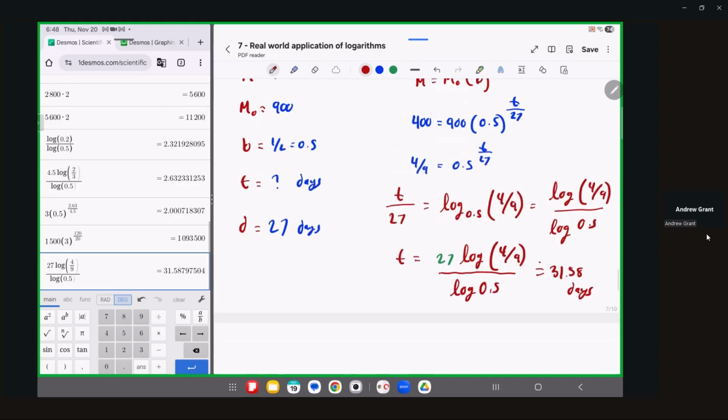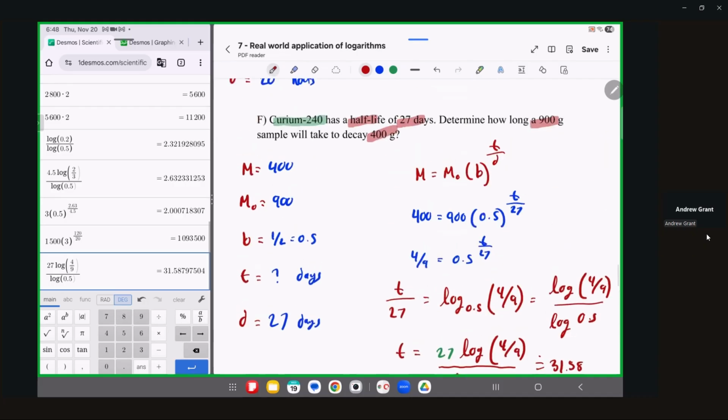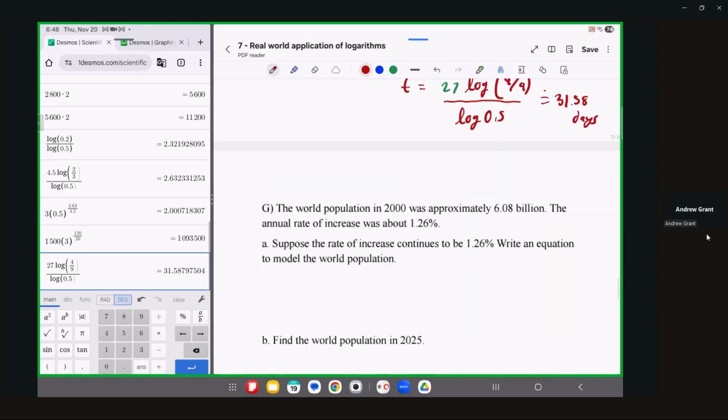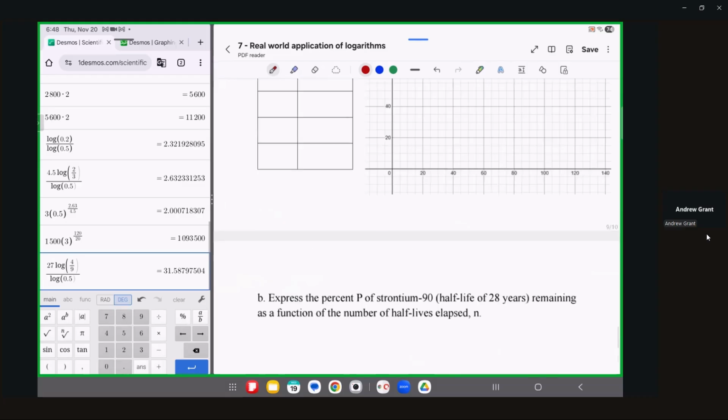If after 27 days, half of it disappears or transforms, 900 goes to 450, which is okay. We'll go over the rest of the lesson next time.